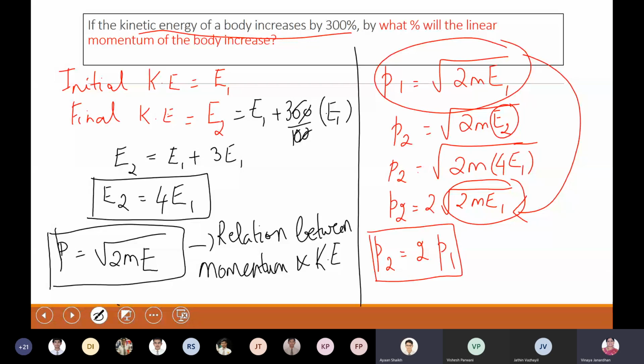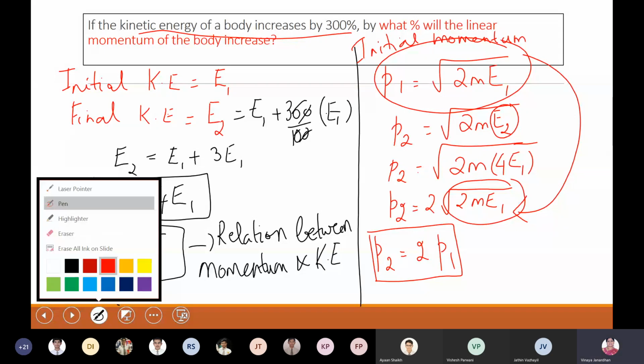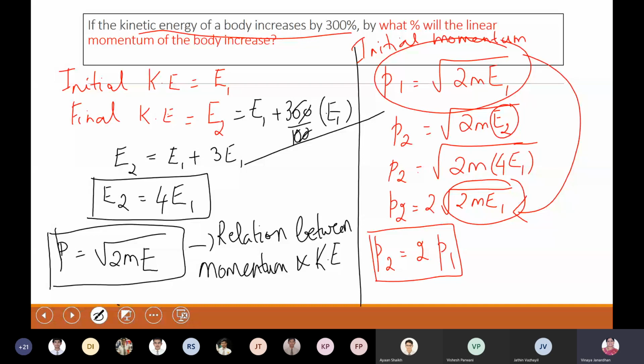Are you able to understand? The initial momentum, what is this? This is initial momentum. Initial momentum P1 will be equal to root of 2m, the energy E1. And what about this? P2. P2 will be your final momentum.